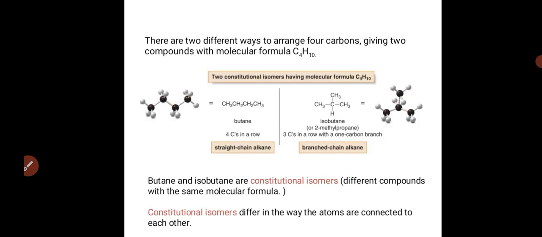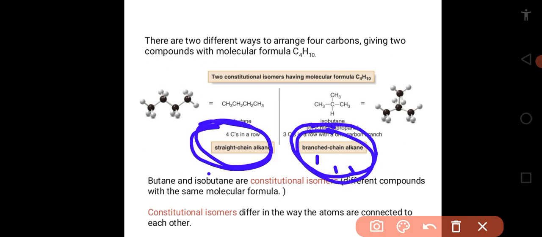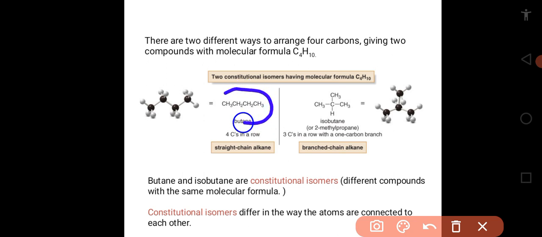Okay, so there are two ways to arrange 4 carbon atoms, giving 2 compounds with molecular formula C4H10. We are talking about butane. Look at the butane here. It can be in a straight chain, and it has two constitutional isomers. It can be normal butane, which is our normal butane without any branching, and this is isobutane.